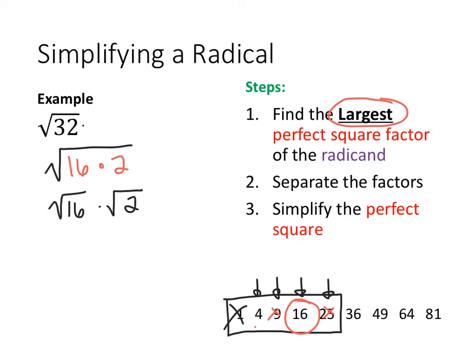Now here's where the perfect square comes in. The square root of 16, I know what that is, which is just 4. And since the square root of 2 is not perfect, I just leave it as it is, and so it's 4 times the square root of 2. That's the square root of 32 simplified. So I'm finding those perfect square factors, taking those out, finding the square root of those, and then rewriting as a simplified radical.